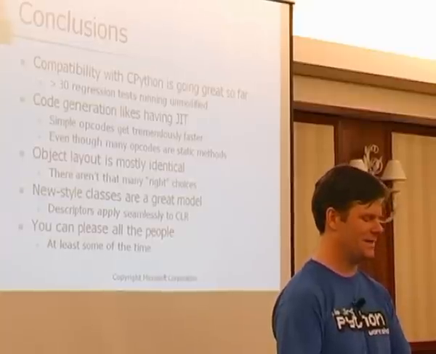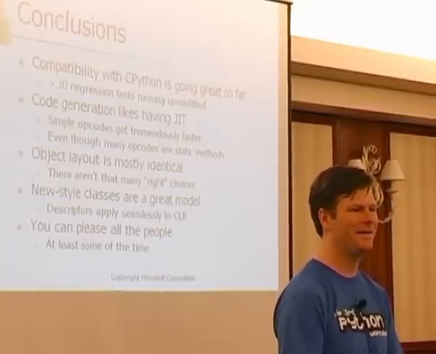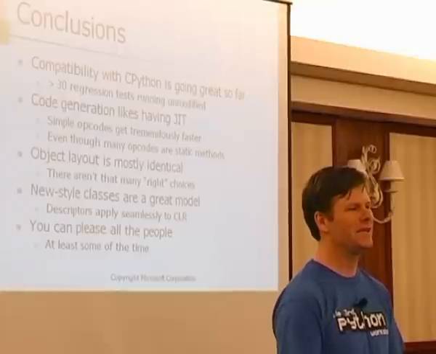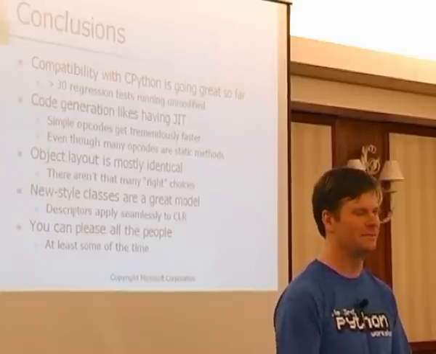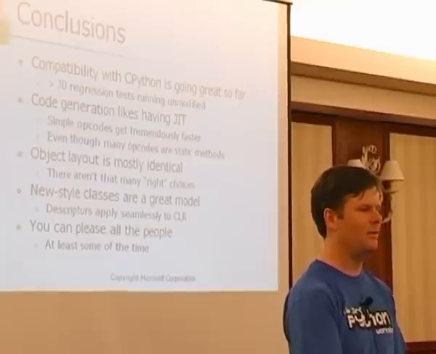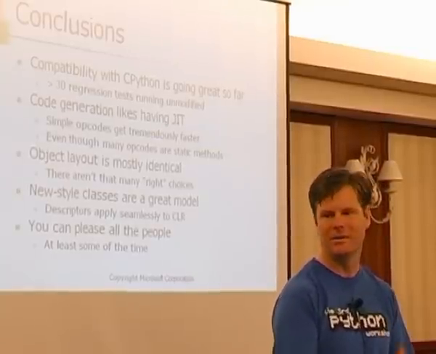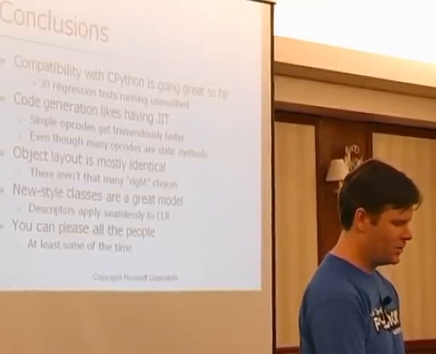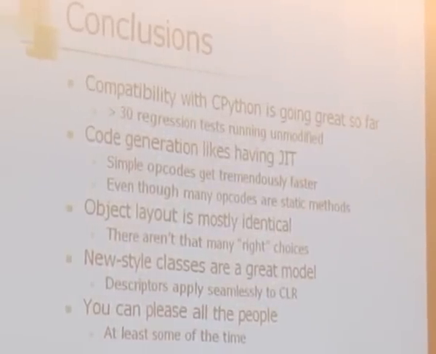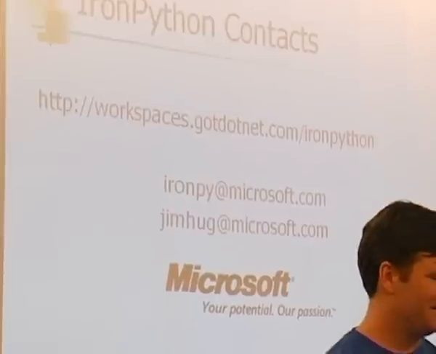Object layout is surprisingly identical between CPython and IronPython. There really are not that many right choices for object layout for a dynamically typed world. New style classes turned out to be a great model. It was wonderful how well descriptors mapped onto the CLR and what we were trying to do there. And you can please all the people at least some of the time. So that's it. Here, a set of comments.